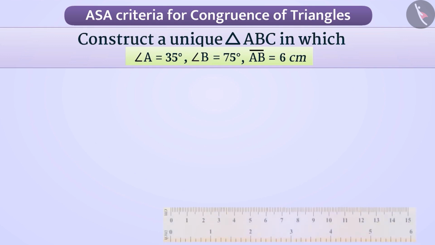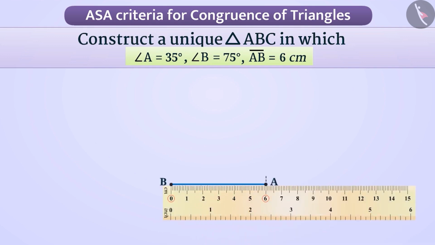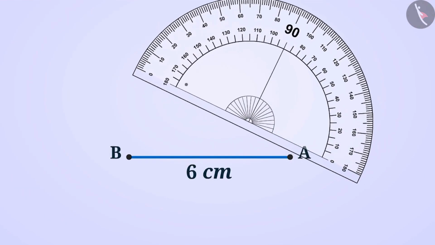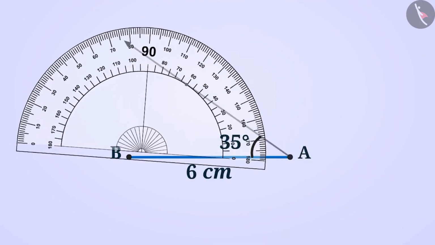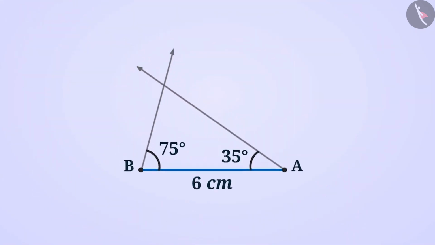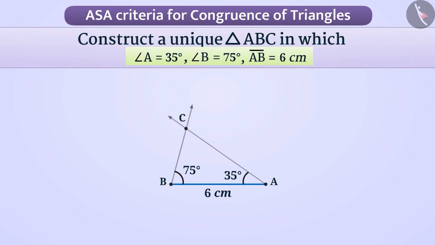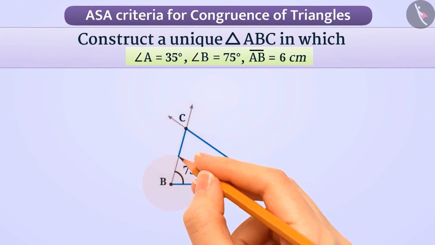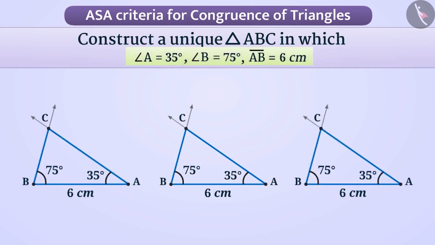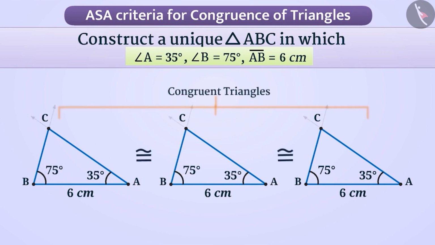In this case, first we will draw a line segment AB with length 6 cm. Next, with the help of a protractor, we will draw angle A which measures 35 degrees. Then using the protractor again, we will draw angle B which measures 75 degrees. From this, we will get point C as well as triangle ABC. No matter how many times we attempt to draw triangle ABC from the given measurements, in each case we will get a congruent triangle.